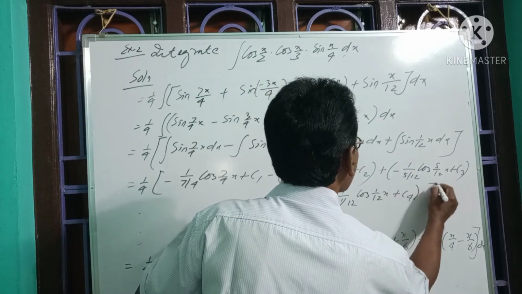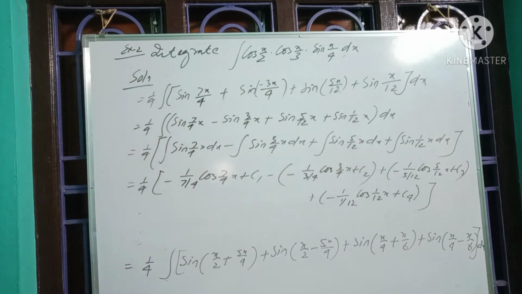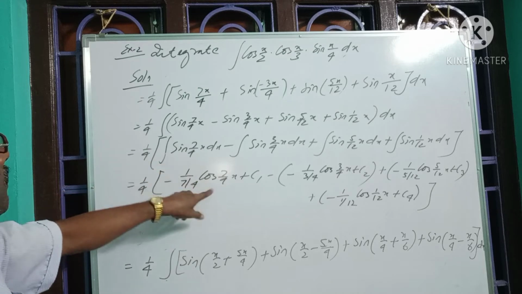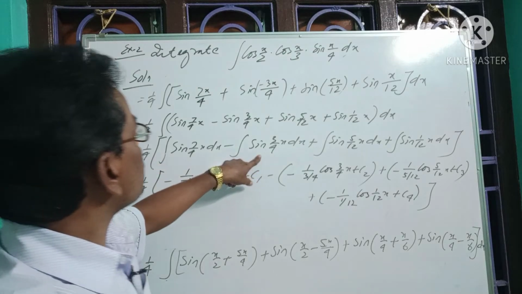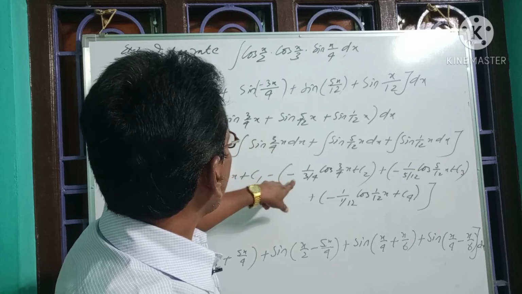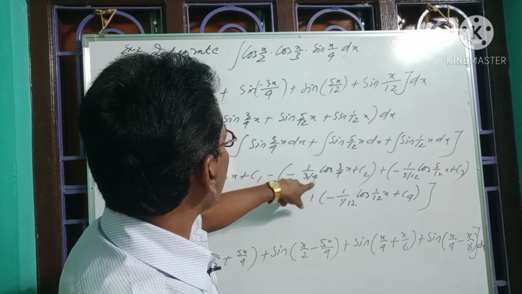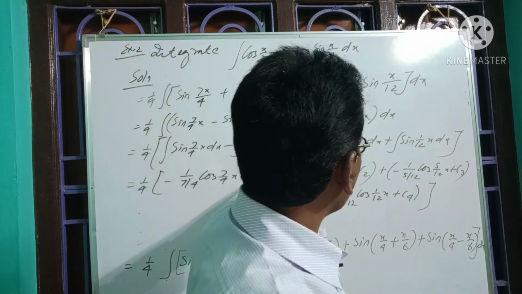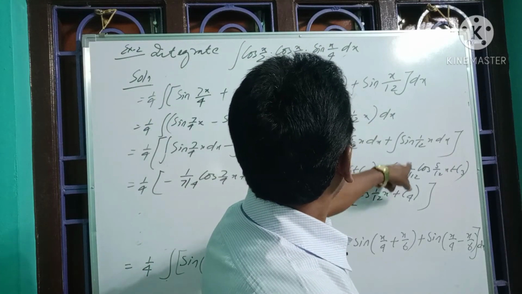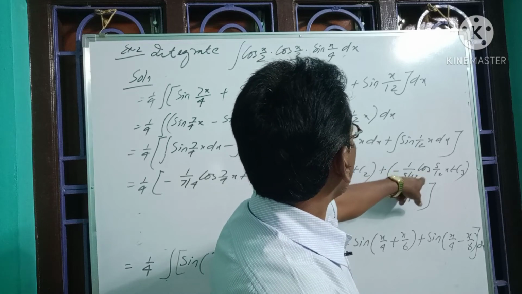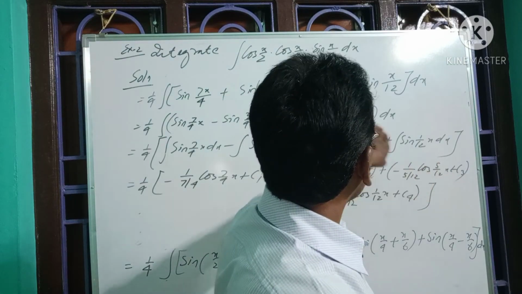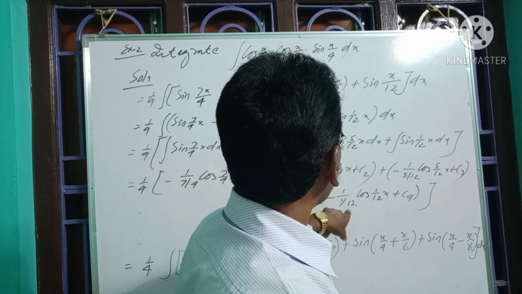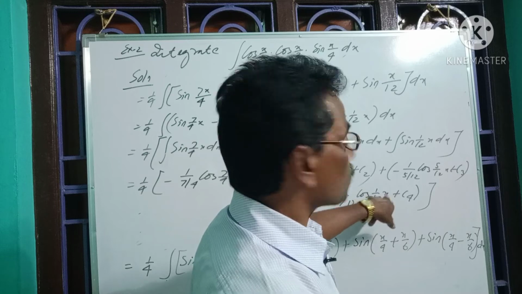So now the integration is over. Let's see: integration of sin 7 by 4x will be minus 1 by 7 by 4 cos 7 by 4x plus c1. Integration of sin of 3 by 4x will give us minus 1 by 3 by 4 cos of 3 by 4x plus constant c2. Integration of sin of 5 by 12x will give us minus 1 by 5 by 12 cos of 5 by 12x plus constant c3. Finally, integration of sin of 1 by 12x will give us minus 1 by 12 cos of 1 by 12x plus constant c4.